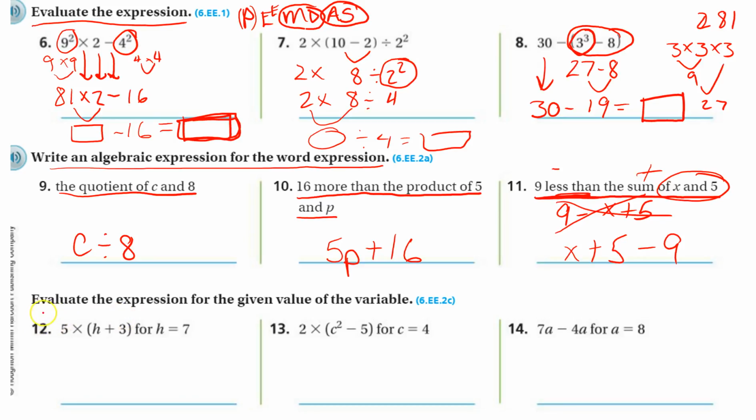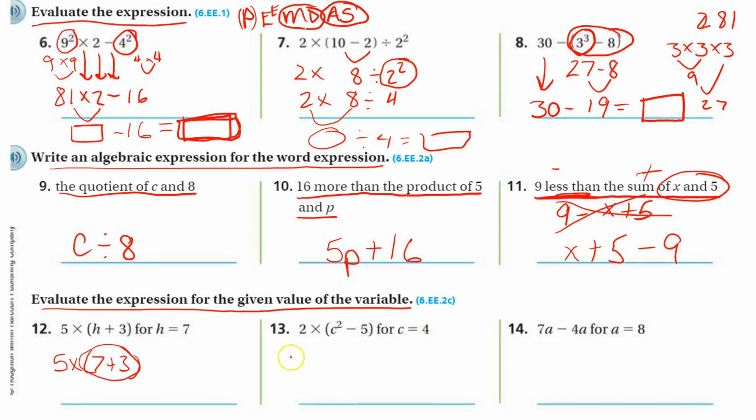Okay, going to the bottom problems, evaluate the expression for the given variable. So you plug in 7, where you see the H for this problem. And then you follow order of operations. Remember, parentheses first. Okay, for number 13, so I'll let you go ahead and solve that.